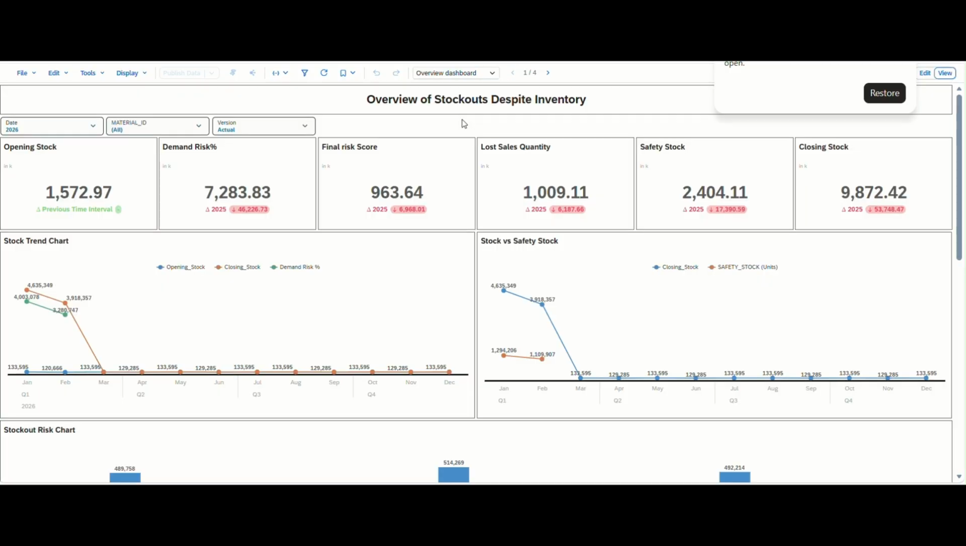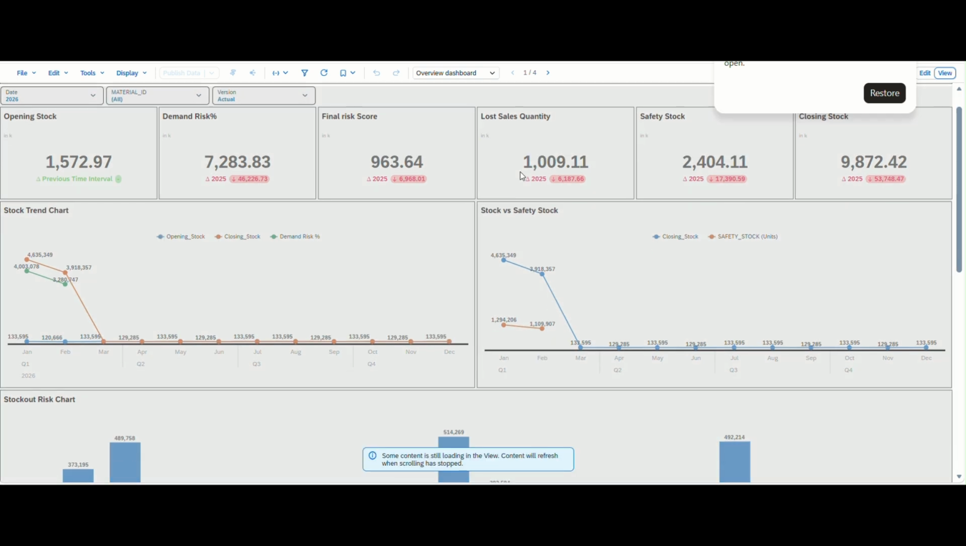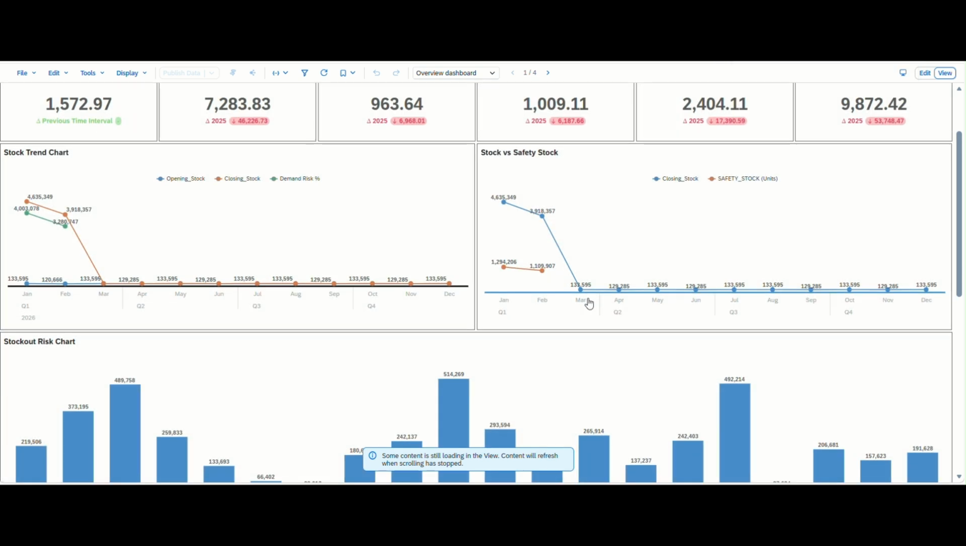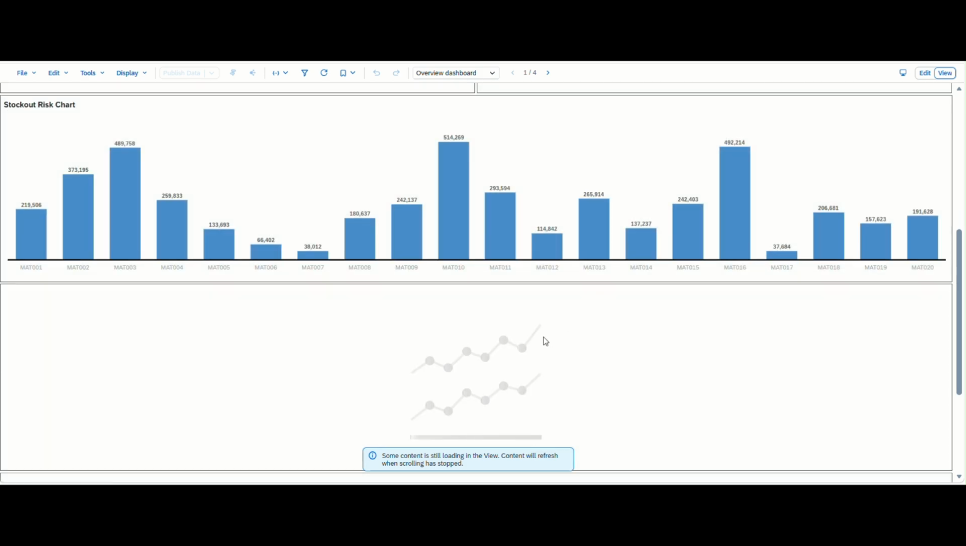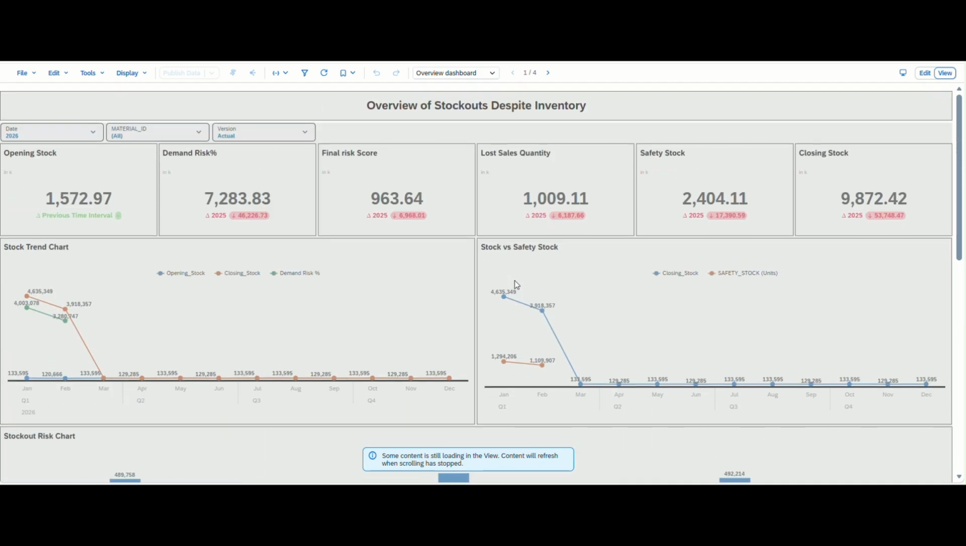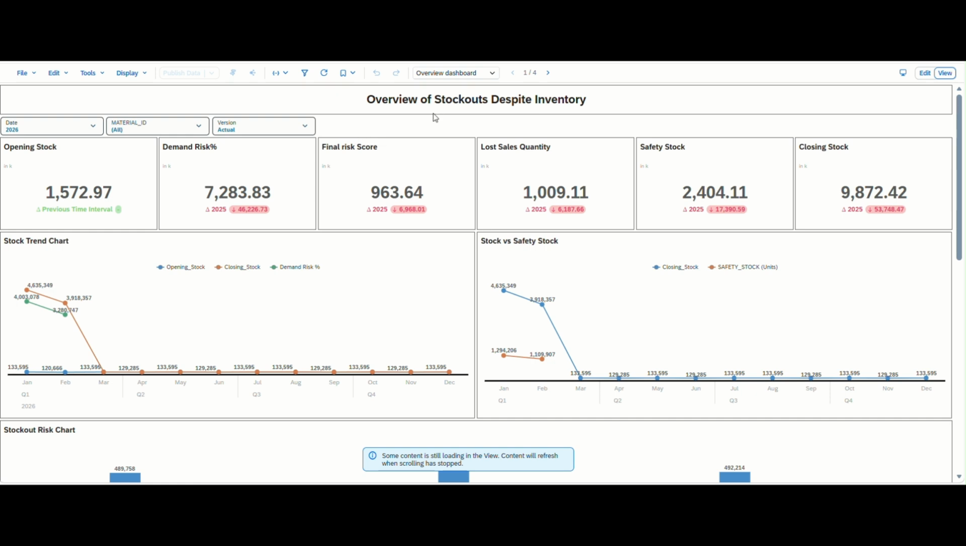Welcome to the Inventory Availability versus Fulfillment Gap Dashboard. This dashboard provides a comprehensive and real-time view of inventory availability, fulfillment efficiency, stockout risks, and demand-supply imbalances across materials and regions. From stock levels and safety stock monitoring to lost sales and supplier risk analysis, the dashboard helps organizations identify inventory gaps, reduce stockout risks, and improve supply chain responsiveness. We begin with a high-level overview of the most critical inventory fulfillment KPIs.